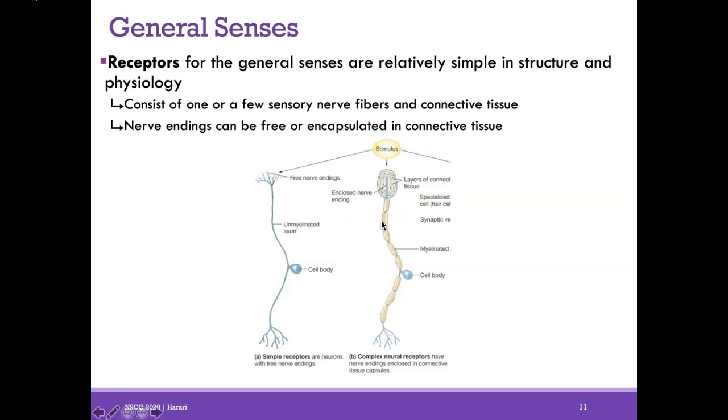Or you can have an enclosed, or what's called an encapsulated, nerve ending, which is a nerve fiber wrapped in glial cells.